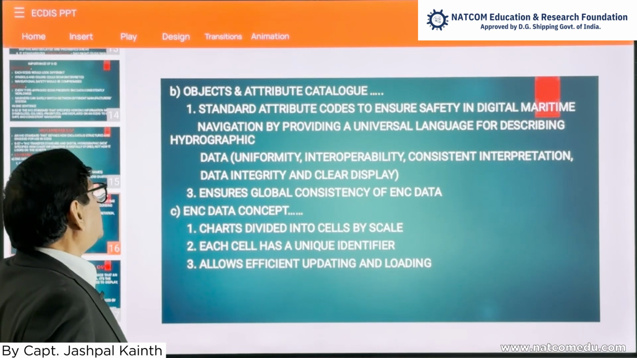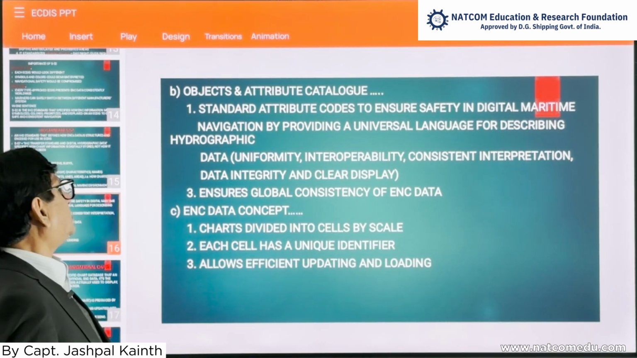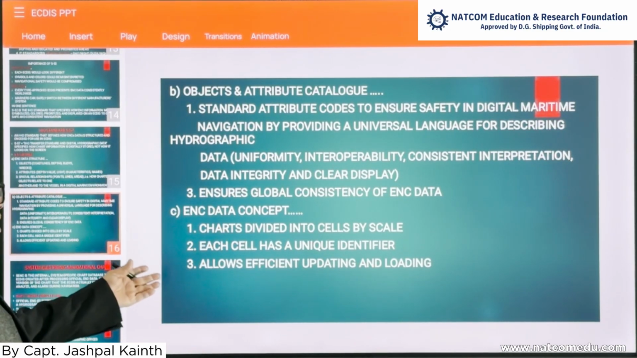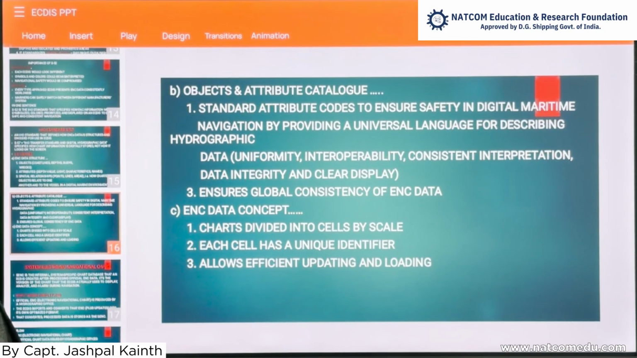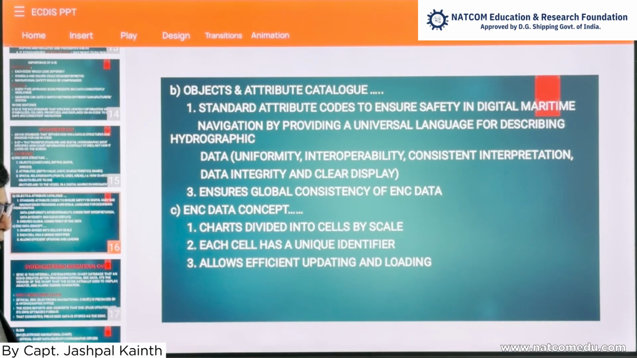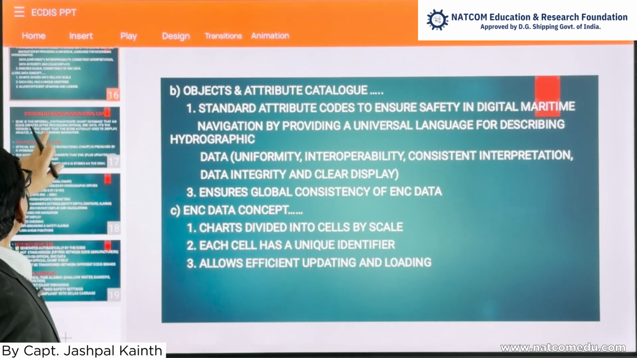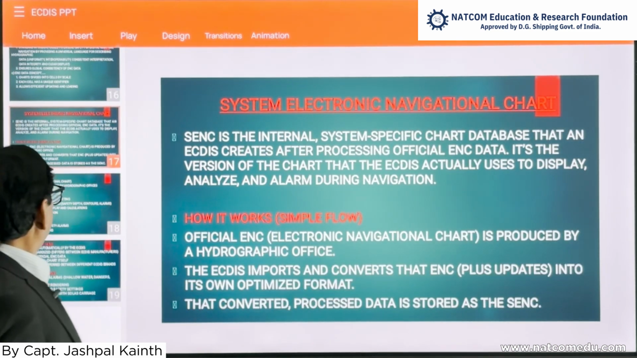The ENC data concept is that the charts are divided into cells by scale. That means the whole ENC is divided into patches of small cells, each with a unique identifier, which allows efficient updating and loading. So during the time of loading the ENCs, it becomes very easy, and also when you are updating weekly, it becomes very easy.